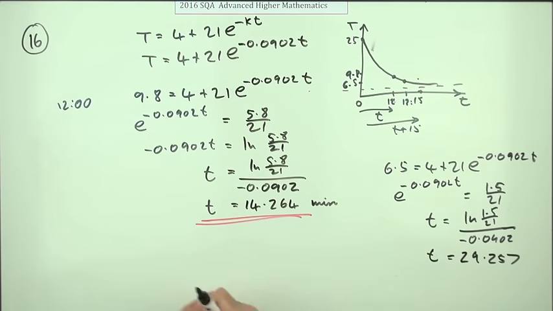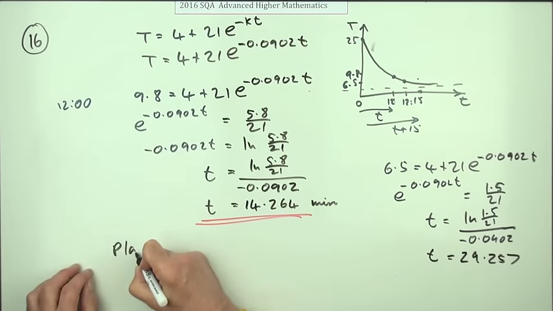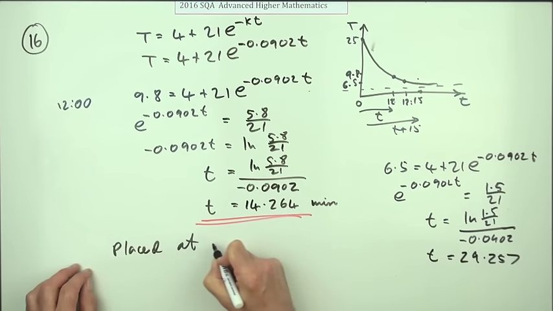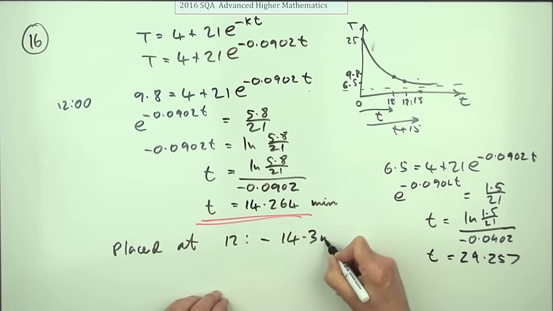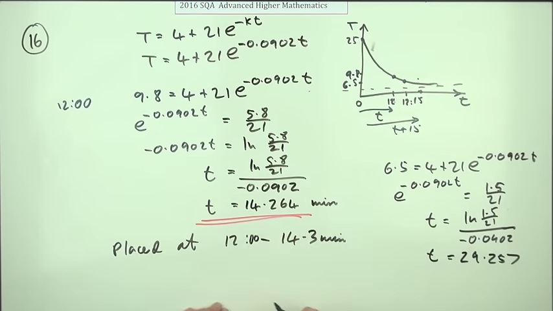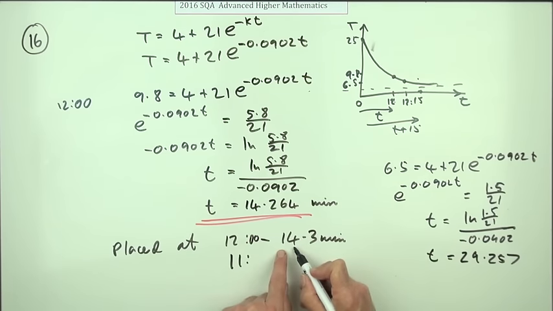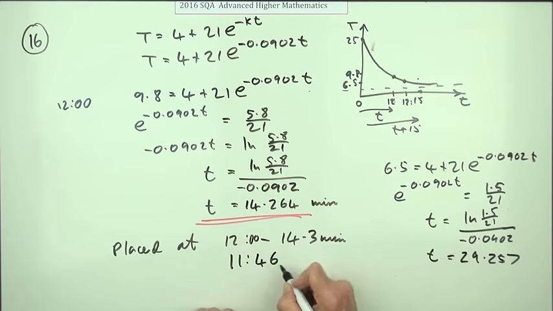So what does the question say? At what time was the liquid placed in the fridge? Can we just say placed at 12 less 14 point, we'll call it 3 minutes, 12:00, and that would be 11. Now, 14 minutes would be 46, just call it 46, because it's actually 45.7. 11:46 will do.